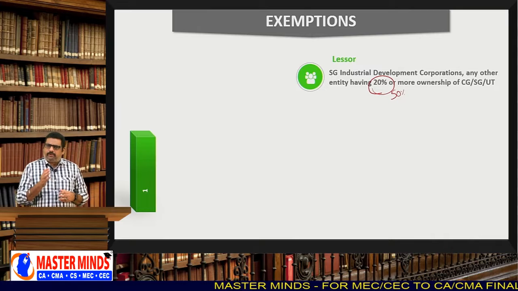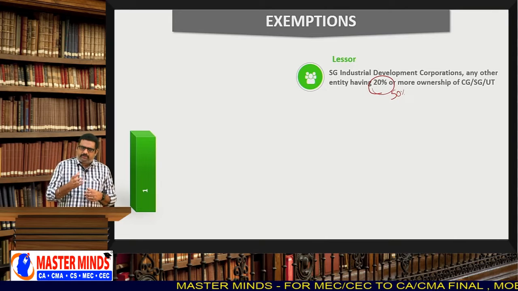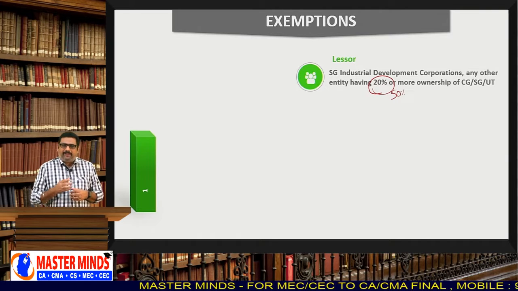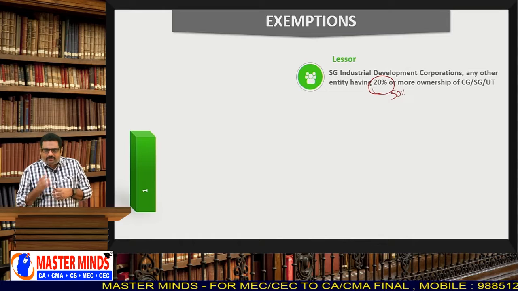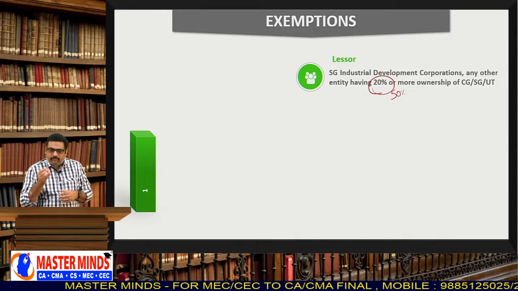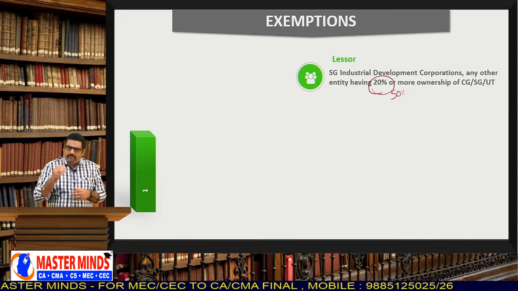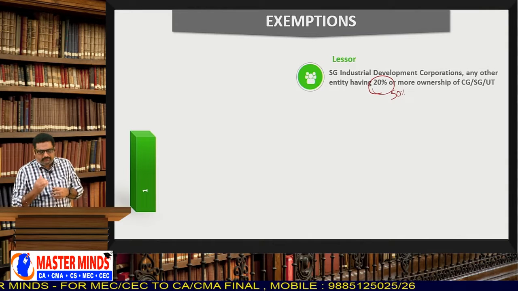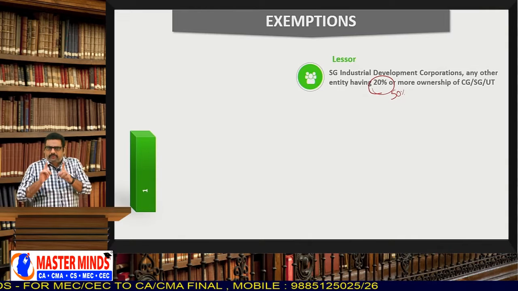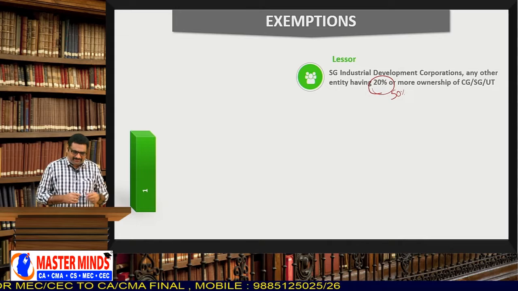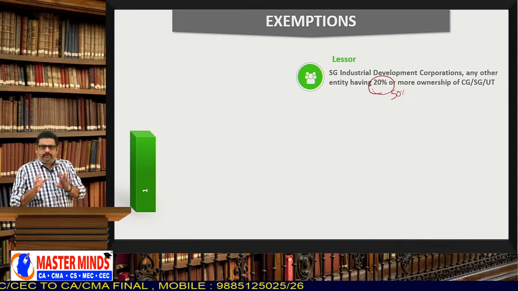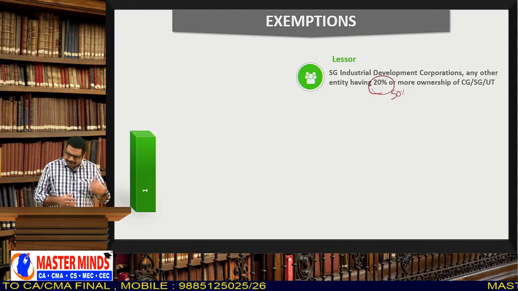Previously, in order to claim the exemption with respect to a lease transaction, the government ownership in that particular entity should be of more than 50%. But now it is reduced to 20%. That was the only amendment in exemptions. But I am giving you a brief view of this particular exemption now.